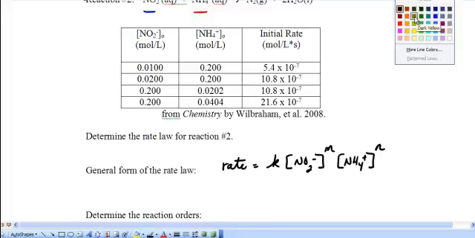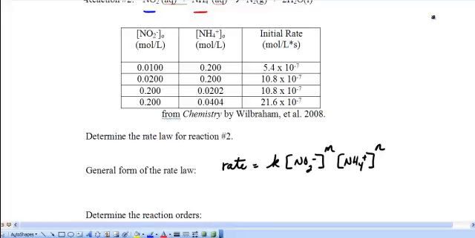And so if we take a look at reaction number 1 and 2, notice that the nitrite doubles, but nothing happens to the ammonium. So we know that the only effect on the rate is due to the nitrite. So in this case, the nitrite doubles, so we'll say times 2. Now observe the rate. Well, it goes from 5.4 to 10.8 times 10 to the negative 7. So the rate also doubles. When the concentration doubles and the rate doubles, then it is a first order.